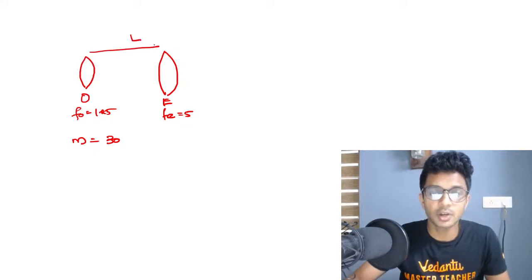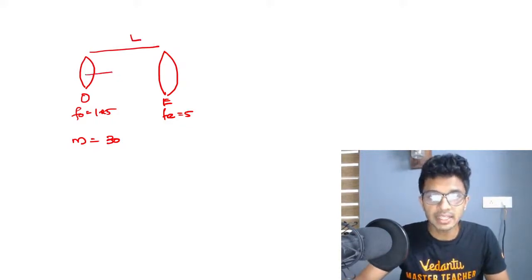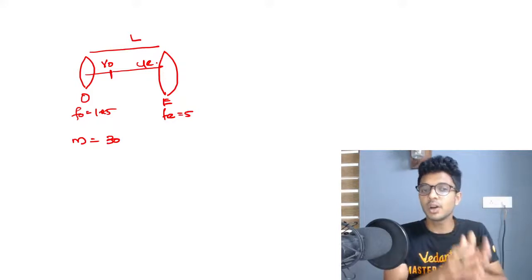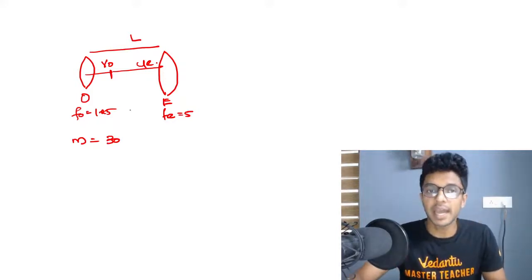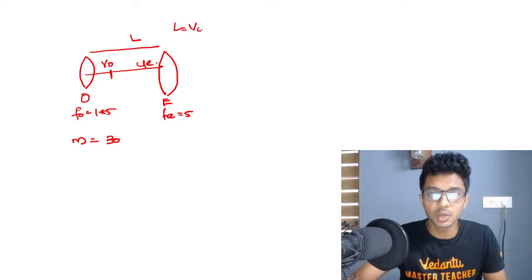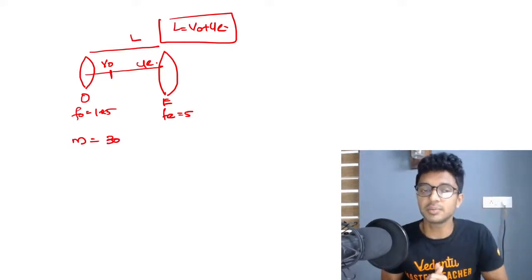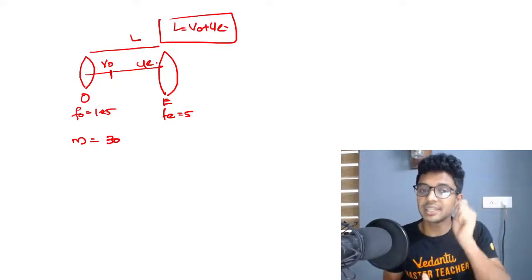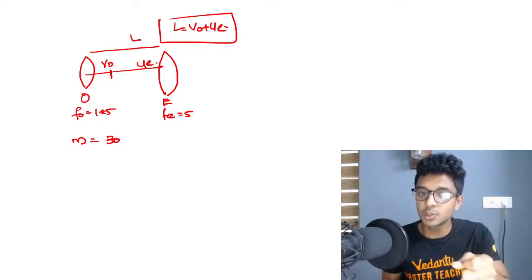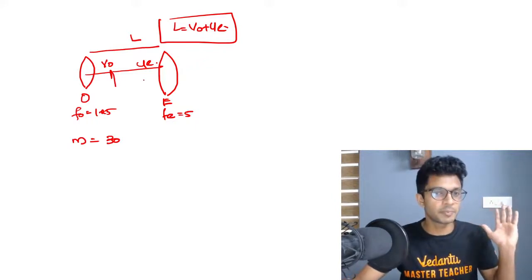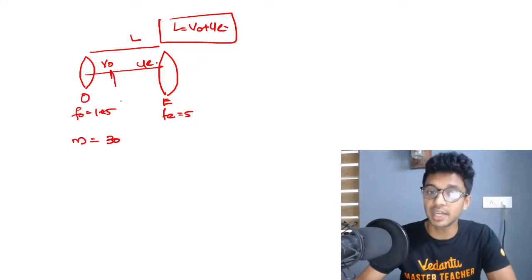So these are the things given, and from here what you're supposed to find out is the length. L is equal to, till here this is V naught and this is UE. So V naught and UE have to be found out, and L is equivalent to V naught plus UE. What is V naught? V naught is the distance from the objective lens to the first image that is formed, and UE is the distance from the eyepiece lens to the object of the eyepiece, which means to here. Yes or no? Yes. So let's see how we can find this out.